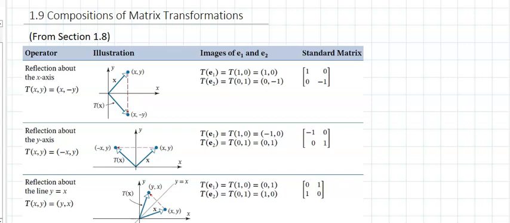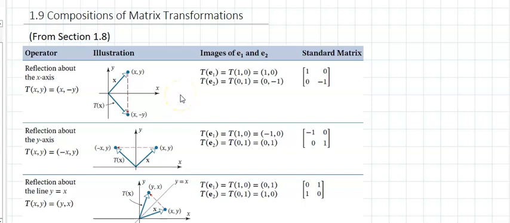Section 1.9 talks about compositions of matrix transformations. From section 1.8, we left out a few tables. Anytime you need those standard matrices, I will provide them. For example, if you want to reflect about the x-axis, you simply take the y and replace it by a negative. That means a point in quadrant 1 will become quadrant 4, and the other quadrants will match accordingly.